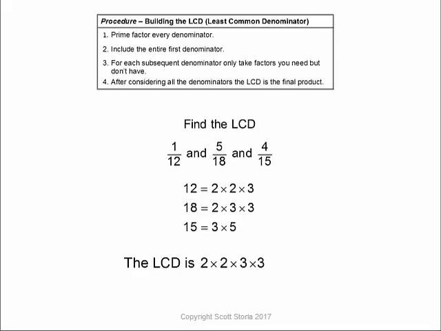My LCD, though, isn't complete because I also need a product of 15, and I don't have that. Not because of the 3. I've already got a 3, but I'm lacking the factor of 5. So I'll include a factor of 5, and now my LCD has a product of 12, a product of 18, and a product of 15, and it also doesn't have any factors I don't need. I multiply this together, and I get 180, and that's the least common denominator.